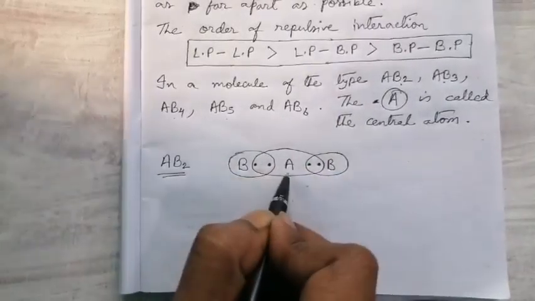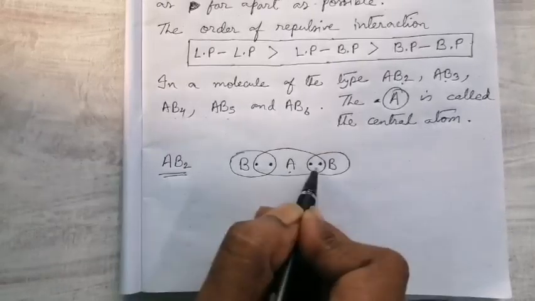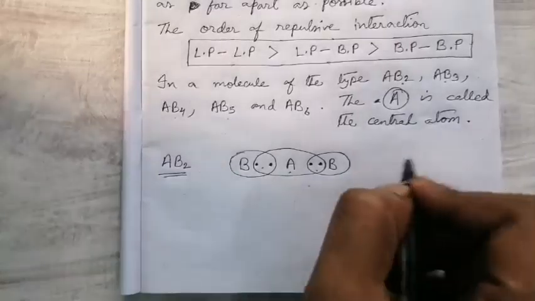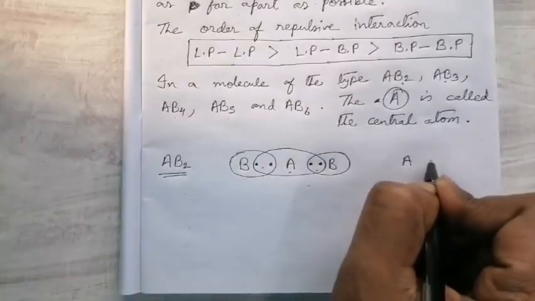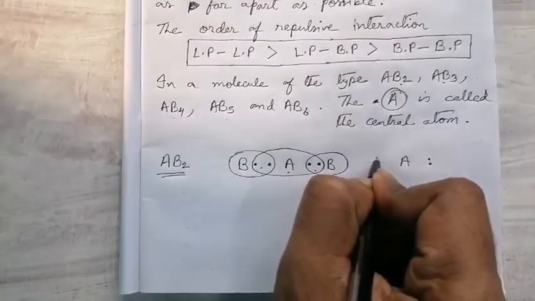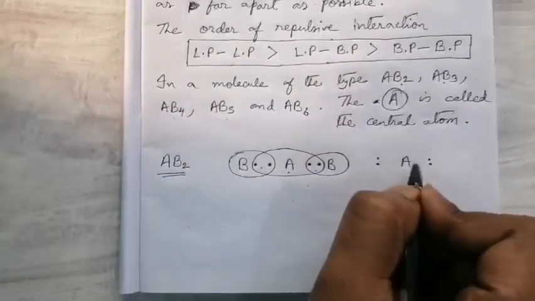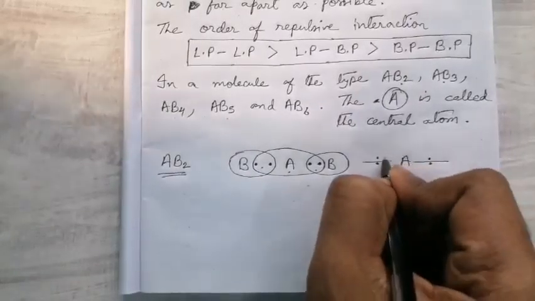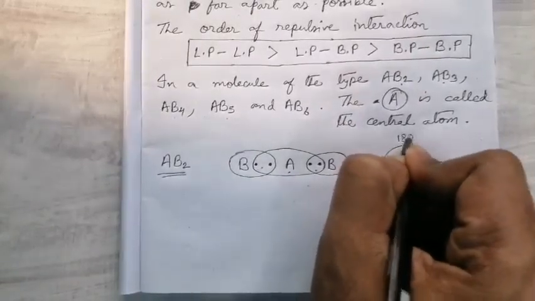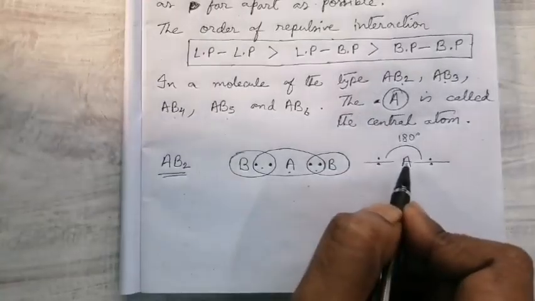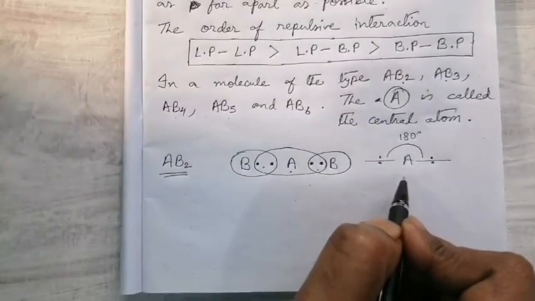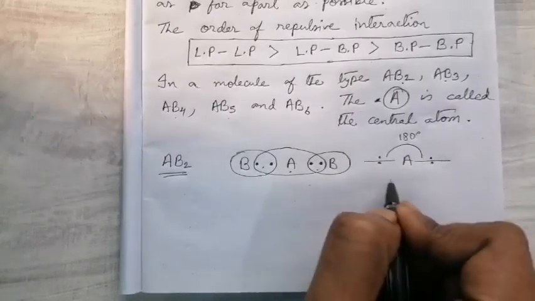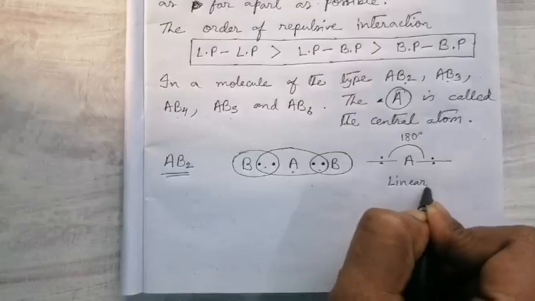So you can see the central A atom has how many pairs of electrons? One pair, 2 pairs. So it has 2 pairs of electrons. Now the central A atom can keep the 2 pairs of electrons as far apart as possible so as to avoid the repulsive interaction. In doing so, it will keep the electron pairs 180 degrees apart, and in that case the repulsion will be minimum and the stability will be maximum. And 180 degrees apart means the shape will become linear.